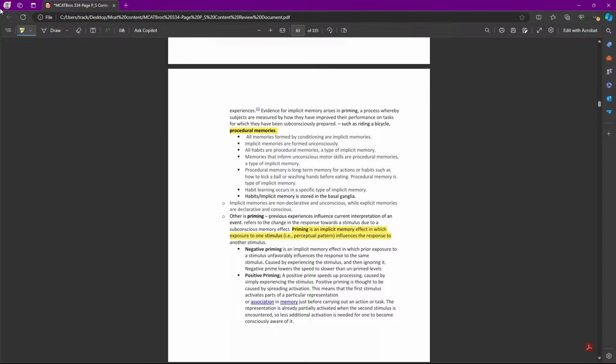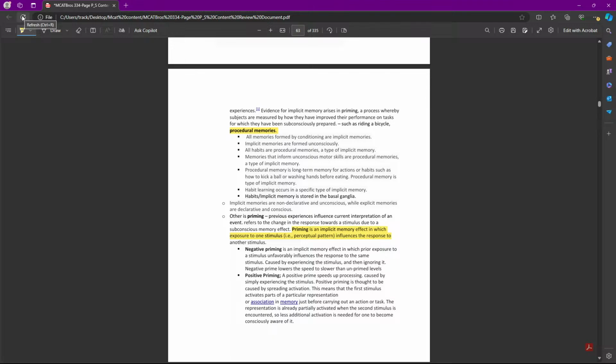So let's repeat that because I'll start to zone out a little bit. Negative priming is an implicit memory effect in which prior exposure to a stimulus unfavorably influences the response to the same stimulus. So it's when one stimulus promotes an unfavored response.